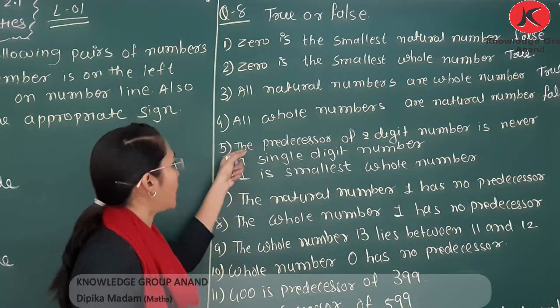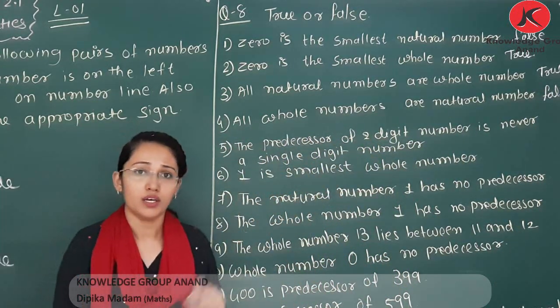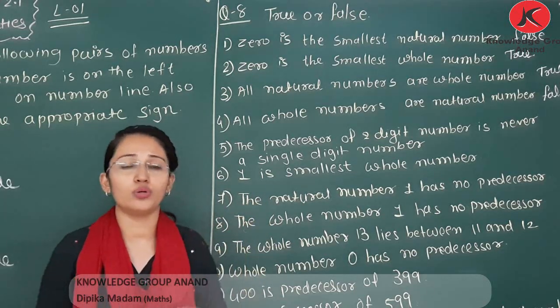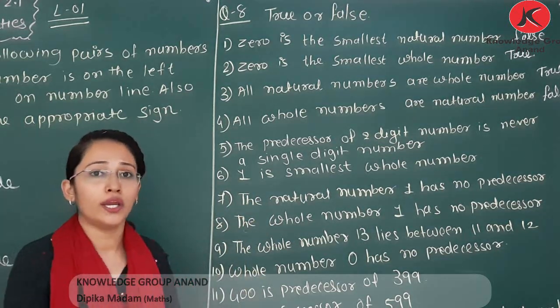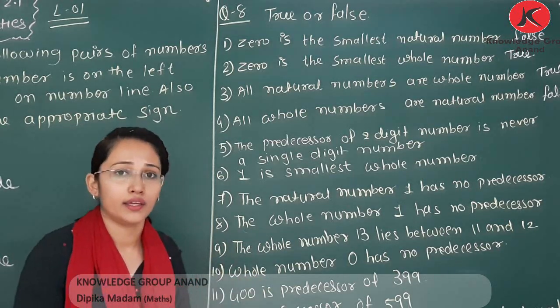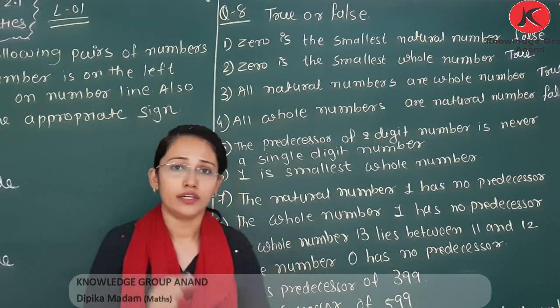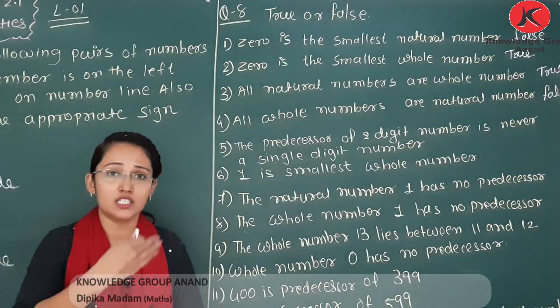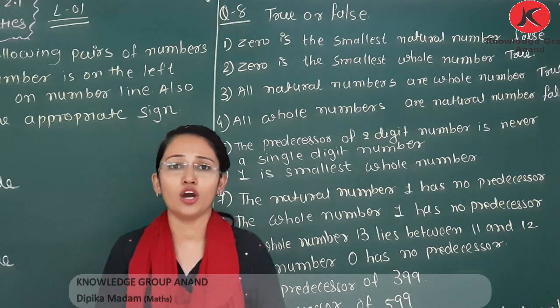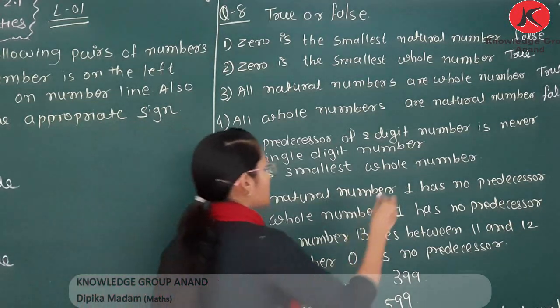Next, the predecessor of a two-digit number is never a single-digit number. The statement is: for any two-digit number, the number before it is never a one-digit number. Is it right or wrong? You can consider the example 10. 10 is a two-digit number, but what is its predecessor, the number before it? 9. That is a single-digit number. It means it is false.